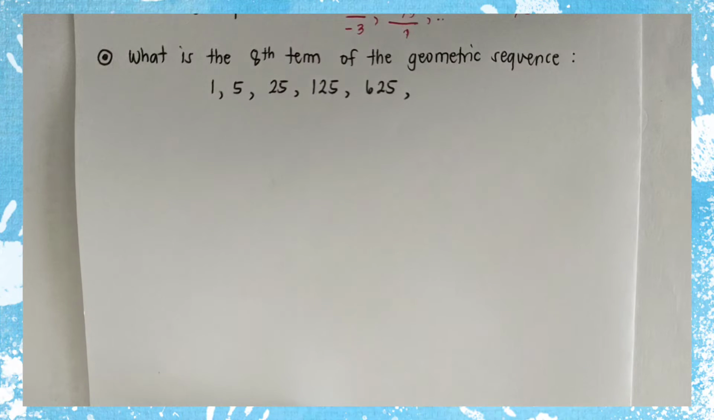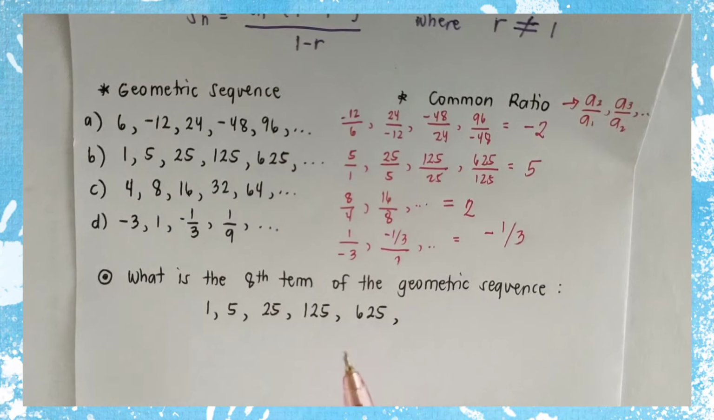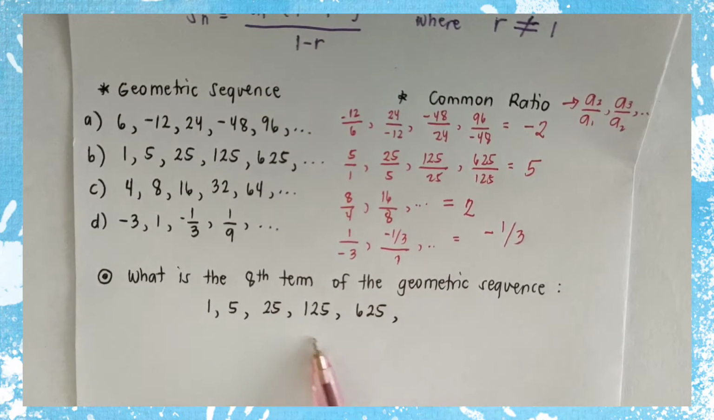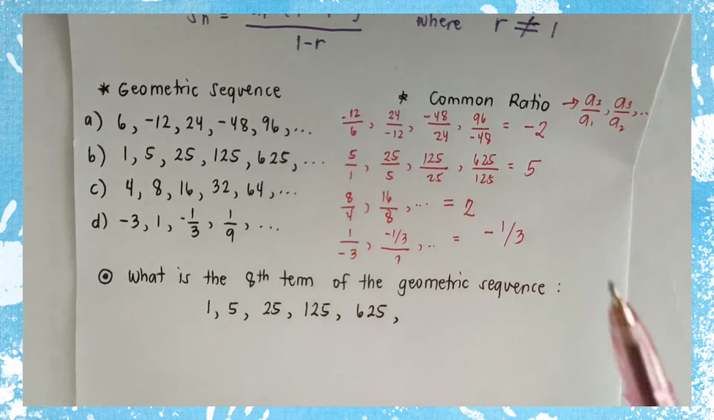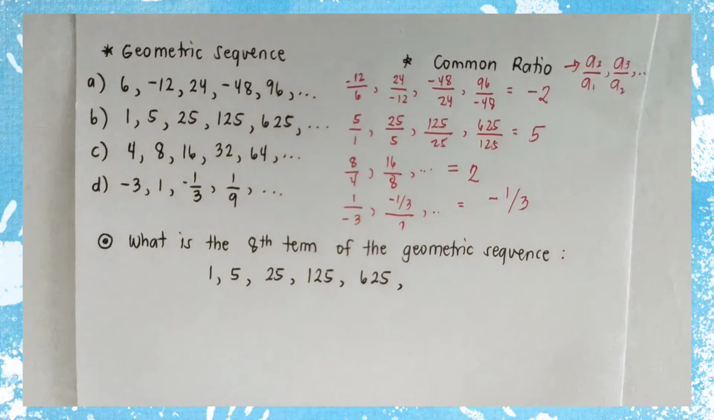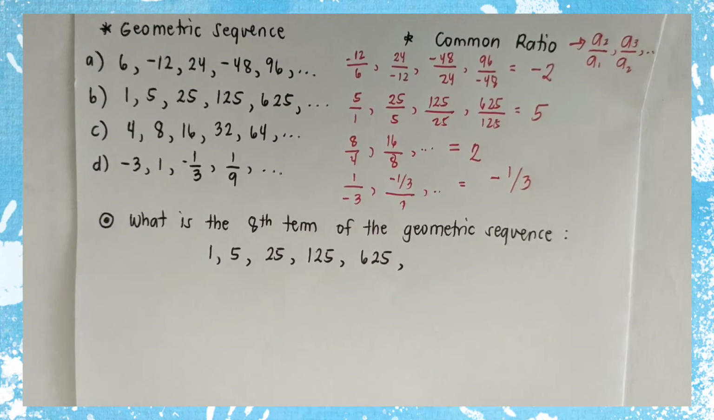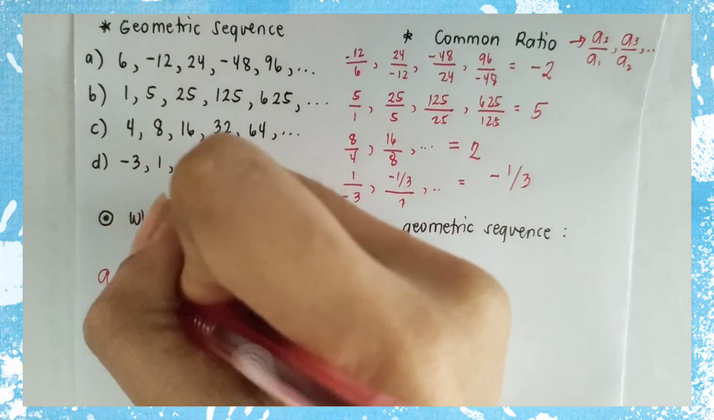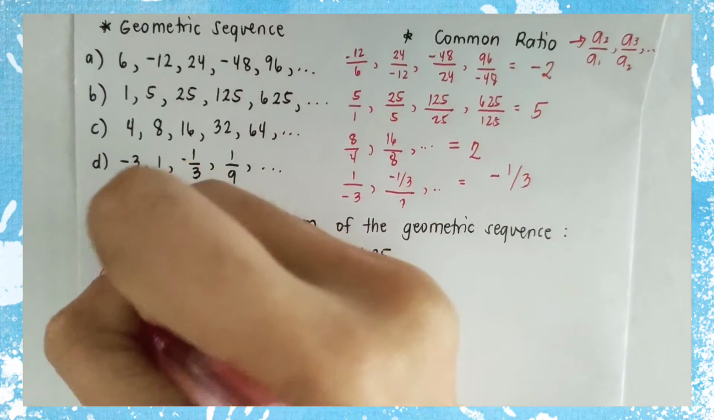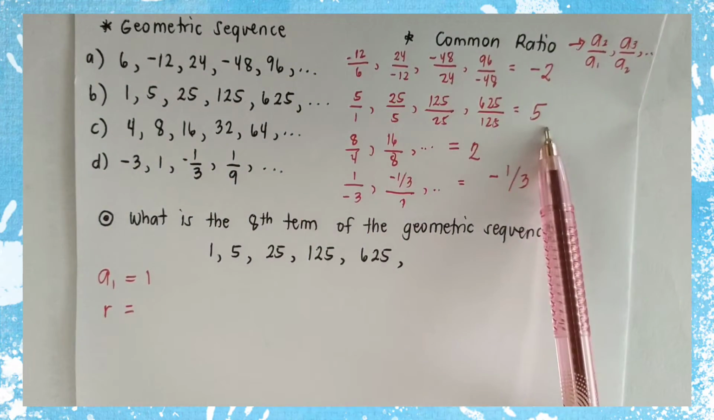What is the 8th term of the geometric sequence 1, 5, 25, 125, and 625? We already computed the common ratio of this geometric sequence, which is letter B, and the common ratio here is 5. So we will write this in our solution. First, write our a sub 1. Based on the geometric sequence, our a sub 1 is 1. Our common ratio is 5.